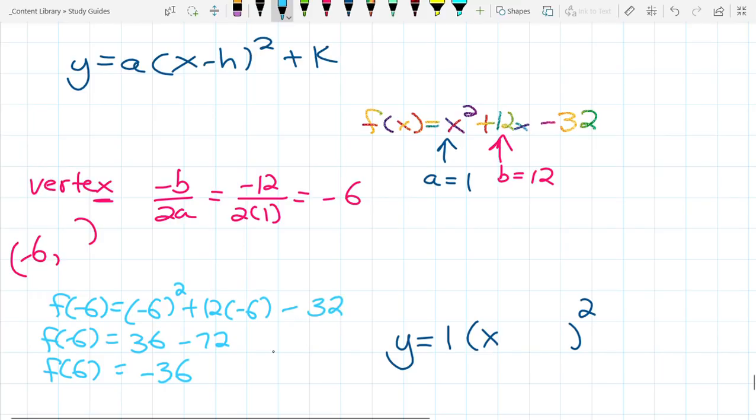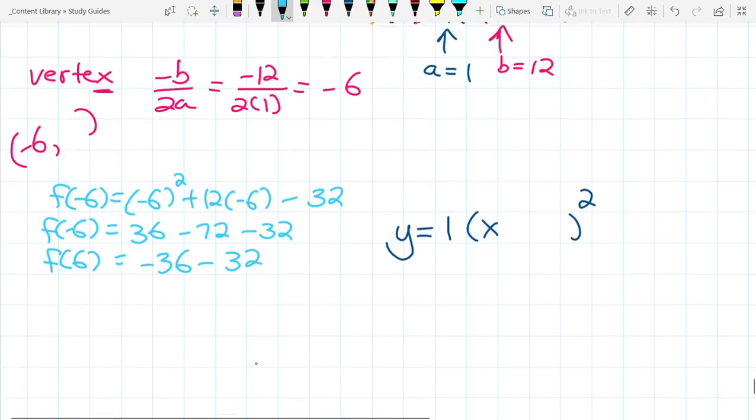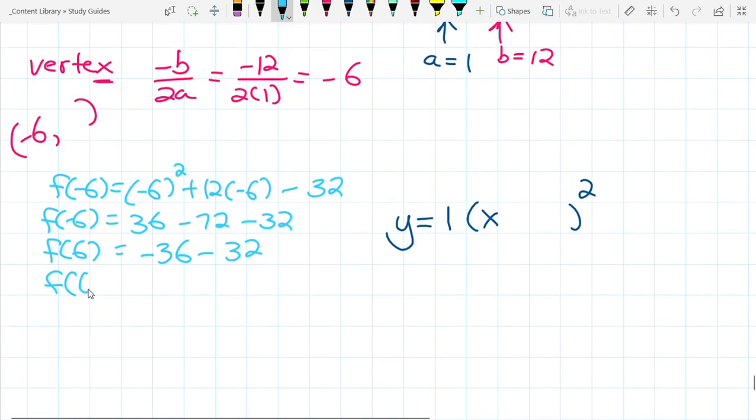minus 32. And negative 36 minus 32 gives us negative 68. So now we've got the y value.